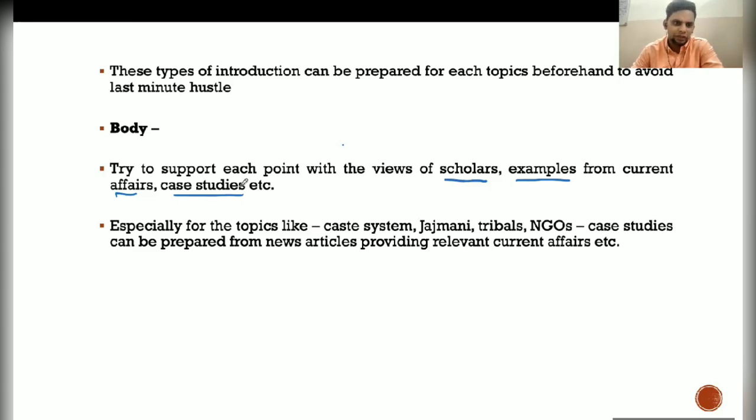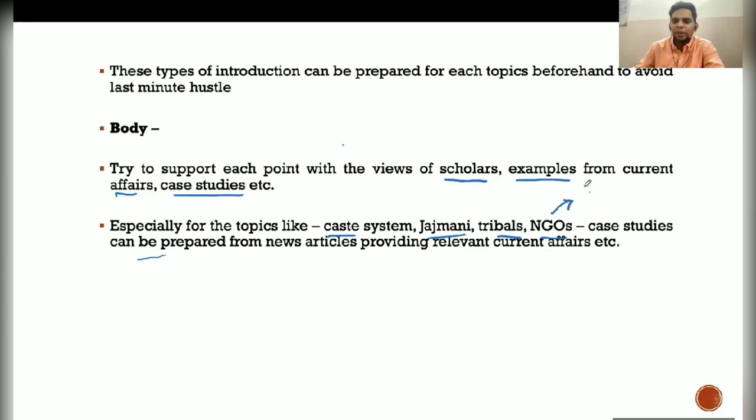Defend the point that you're trying to make, or substantiate it, especially when you're talking about certain topics, whether it is caste-related topics, the Jajmani system, the tribals, the NGOs, all of these things. So for instance, NGOs, there are a lot of NGOs working.